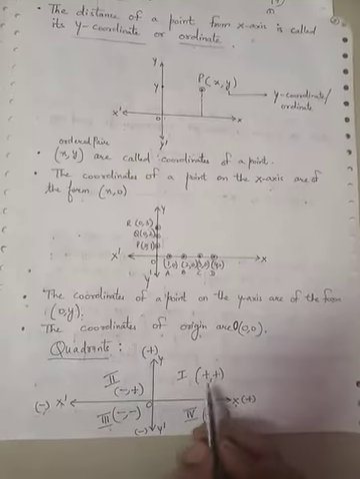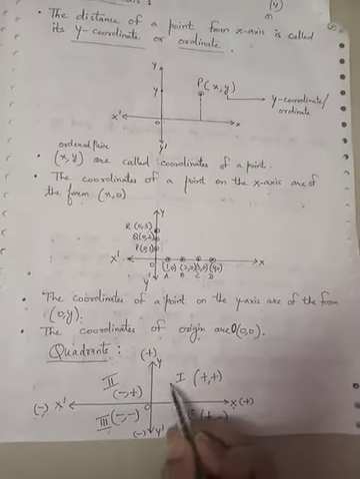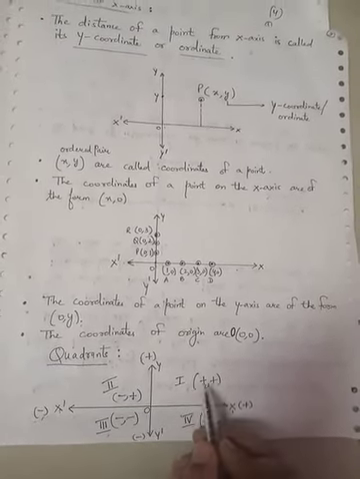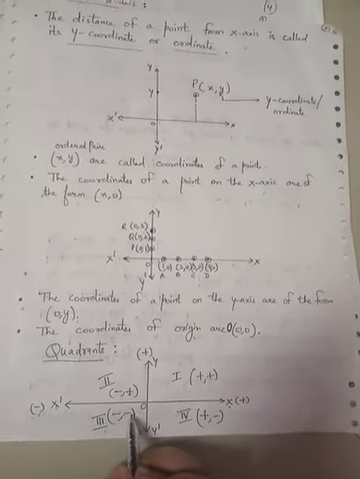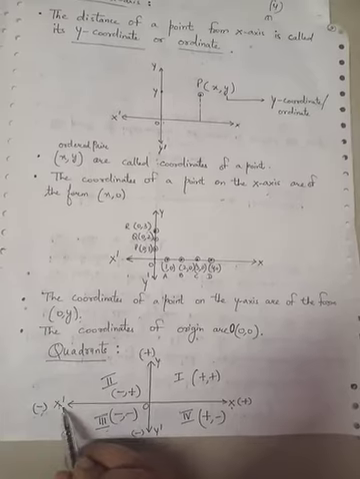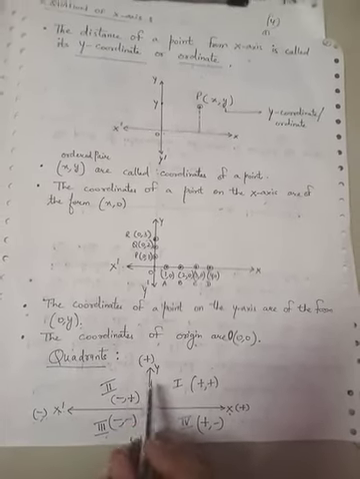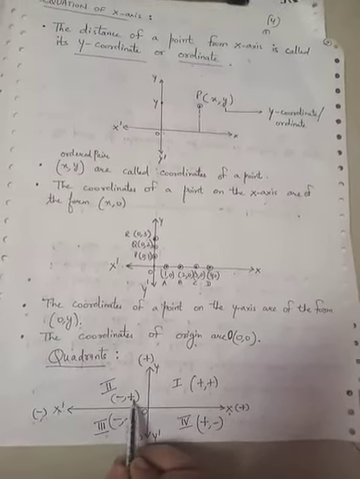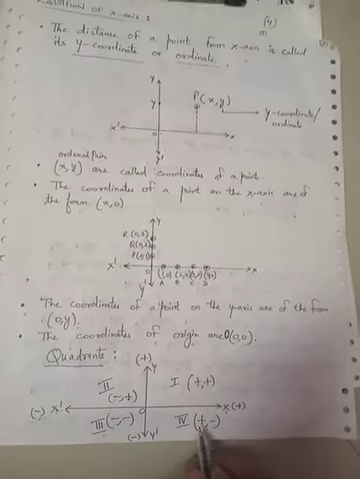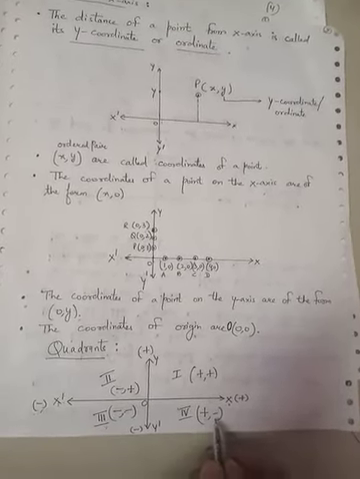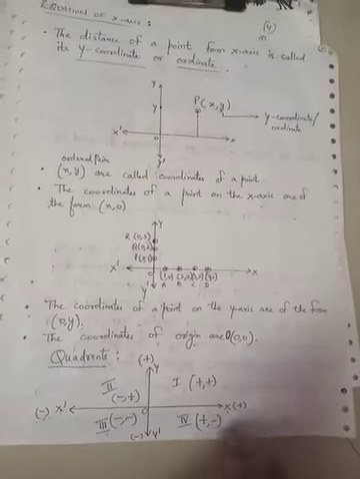And one thing more: the first and the third quadrants are opposite to each other, and their signs are also plus plus or minus minus. And in the second quadrant it is negative x, positive y, and these two quadrants are opposite to each other. Here it is positive x and negative y. So these are the signs of the quadrants.